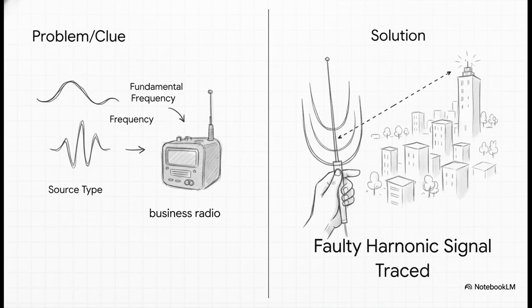So, using the analyzer, the operator measures the exact frequency. And after a little bit of math, they realize this mystery signal is a perfect harmonic, an unwanted multiple of a frequency that's used by business radios. They hook up a directional antenna, play a little radio detective, and trace the signal to a faulty transmitter on a rooftop miles away. Problem found, problem solved, all thanks to the spectrum analyzer.